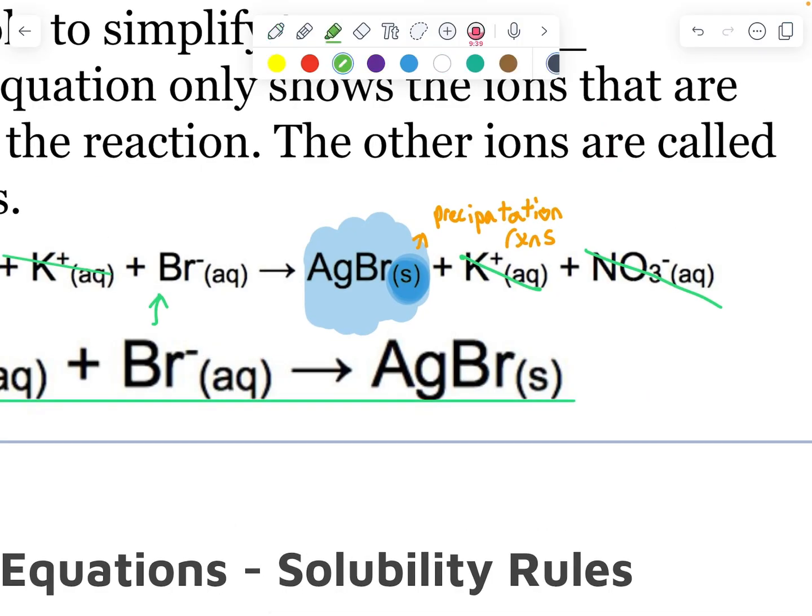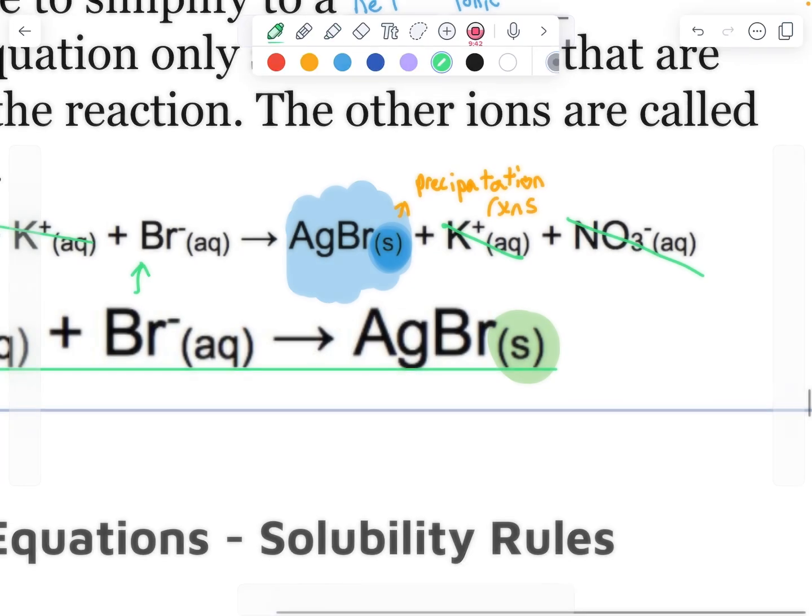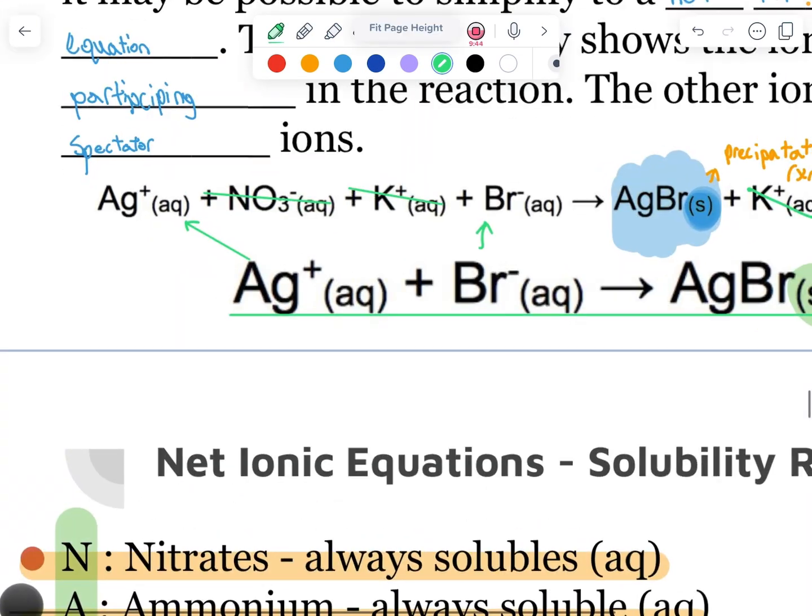That means this is not soluble in water. It settles at the bottom of the beaker or whatever as a powder or a dust.